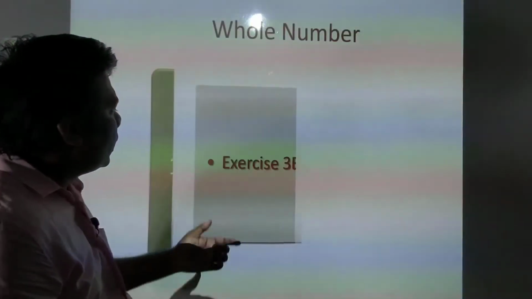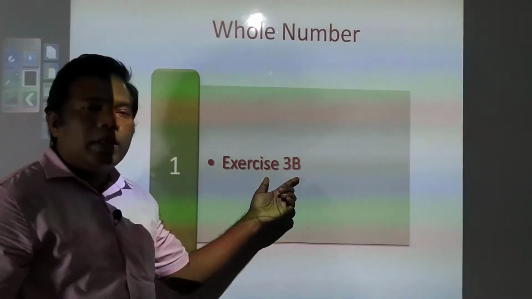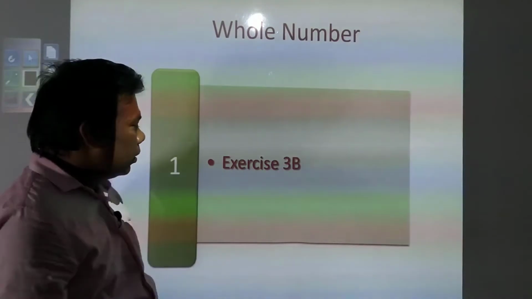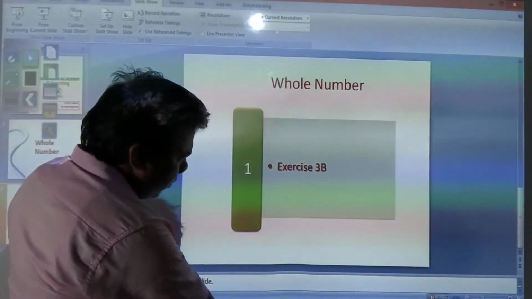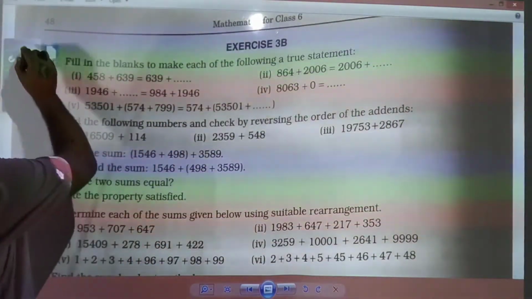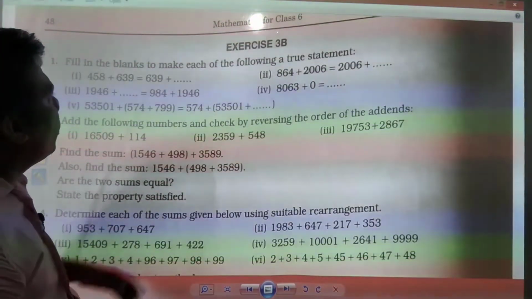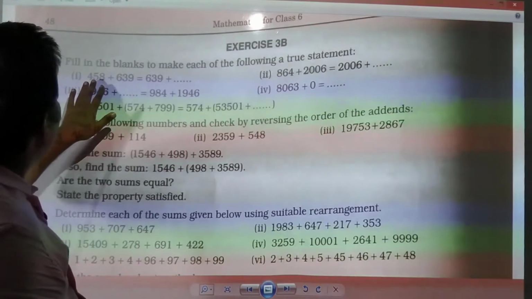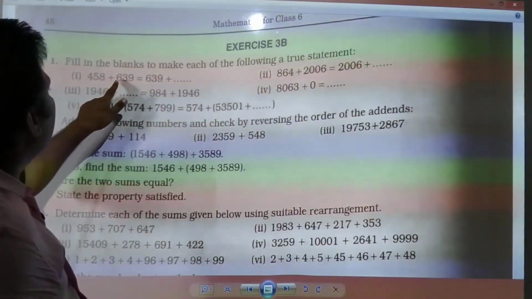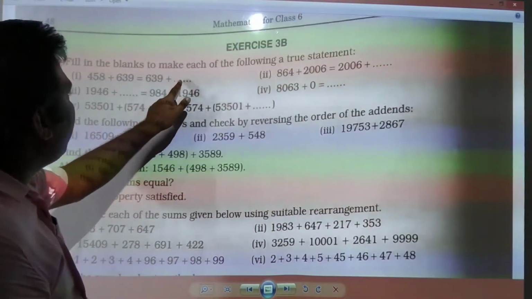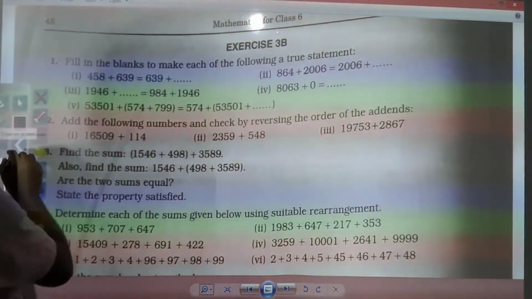In today's class we will see exercise 3b. Simple questions are there, I will only explain how it is to be done. So let's start. Here you have exercise 3b. First question: fill in the blanks to make each of the following a true statement. 458 plus 639 is equal to 639 plus what? So you need to fill this.